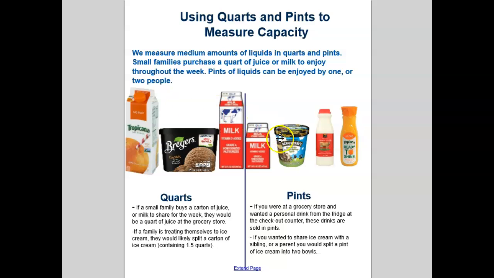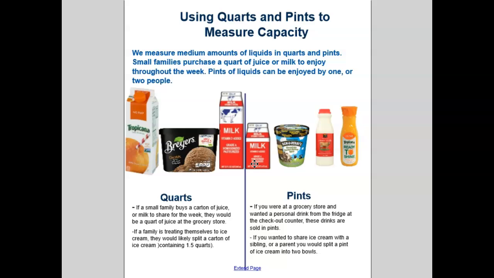Fantastic. Pints are smaller. If you were at a grocery store and wanted a personal drink from the fridge at the checkout counter, these drinks are sold in pints. So these are all examples of pints that you would get to either just have by yourself or maybe share with one other person. So there are personal little containers of juice and milk that are sold in pints, but they're bigger than a cup because there are 2 cups in a pint.